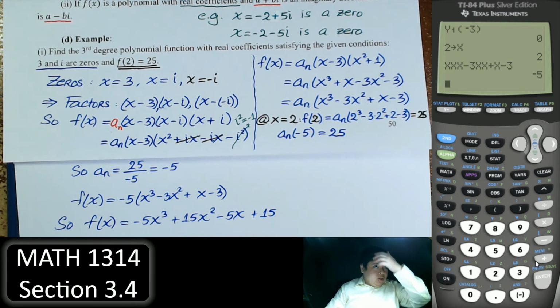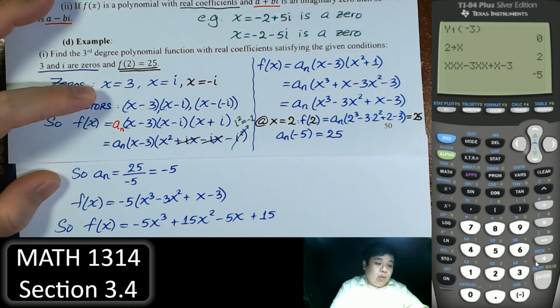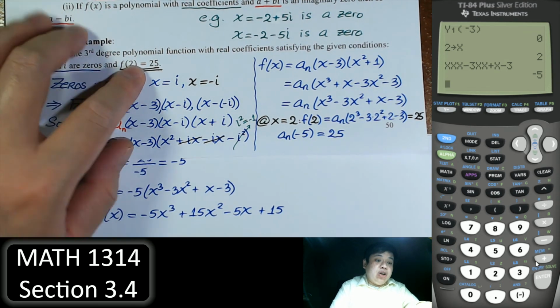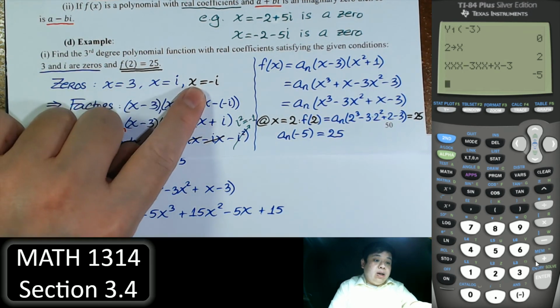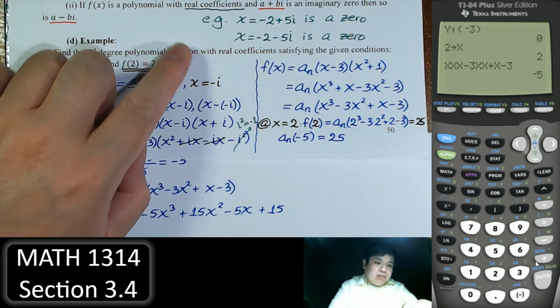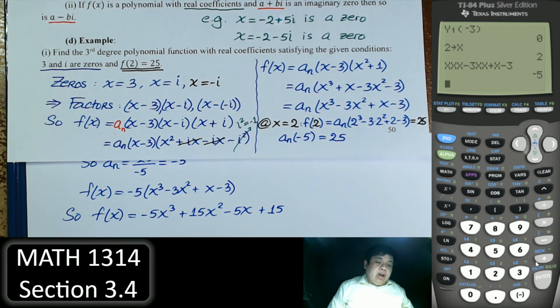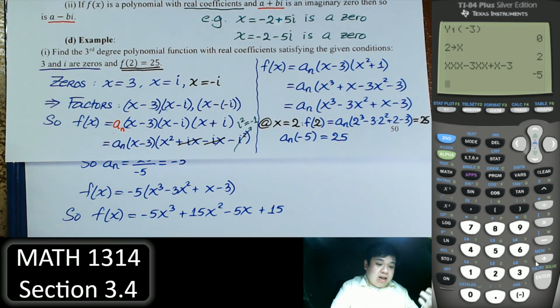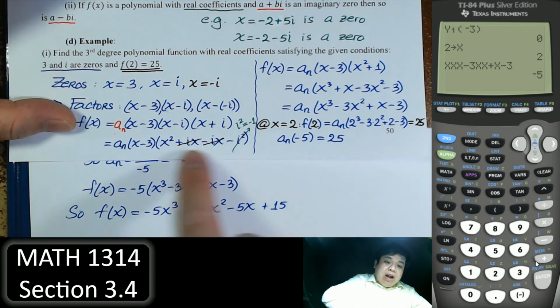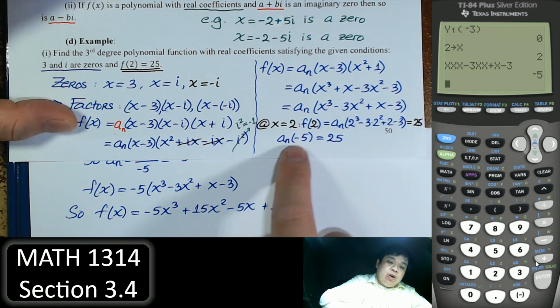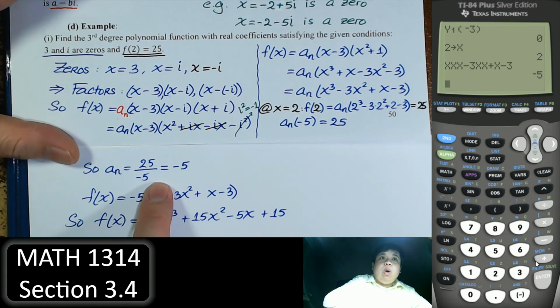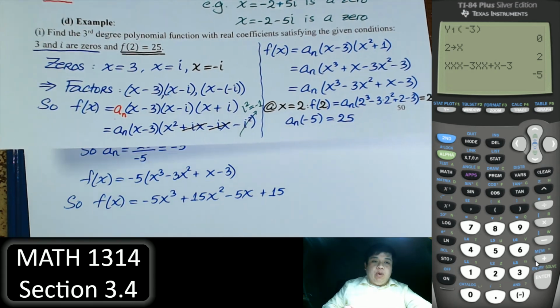Right. So if we have zeros, we have the factors, and the imaginary solutions come in pairs: a plus bi, a minus bi. And then multiply it out at the end and solve for the leading coefficient. Once we have the leading coefficient, we have the polynomial.